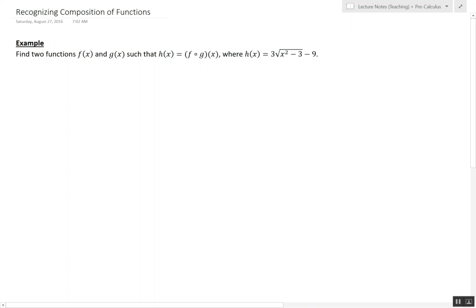Hi everyone, welcome back, and we're going to again talk about composition of functions. So the first thing, we're going to have two examples. The first thing I want to do is talk about this example, and we're going to talk about it quite extensively. But I need to give you some terminology first.